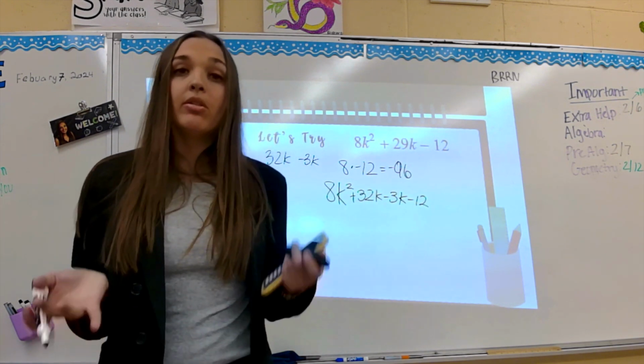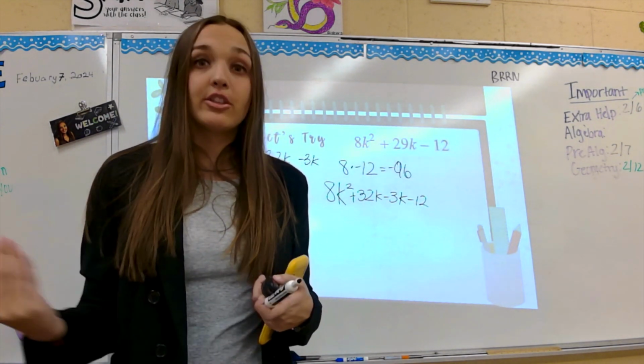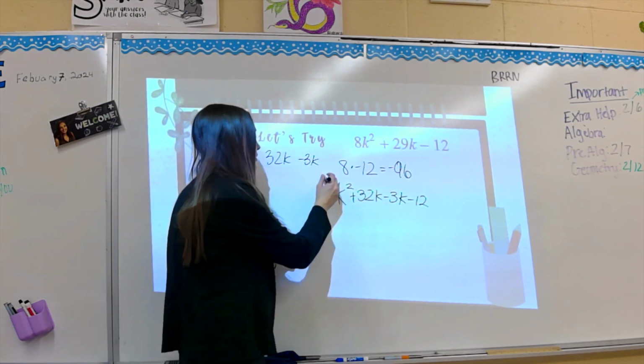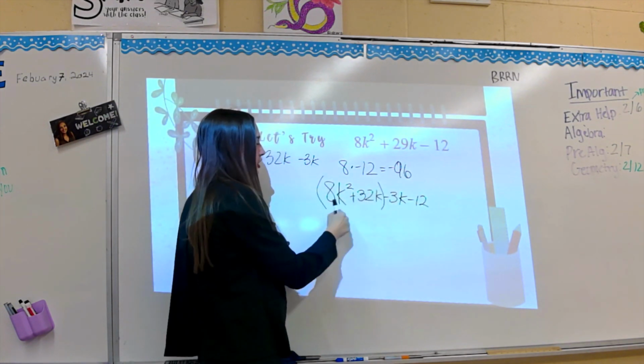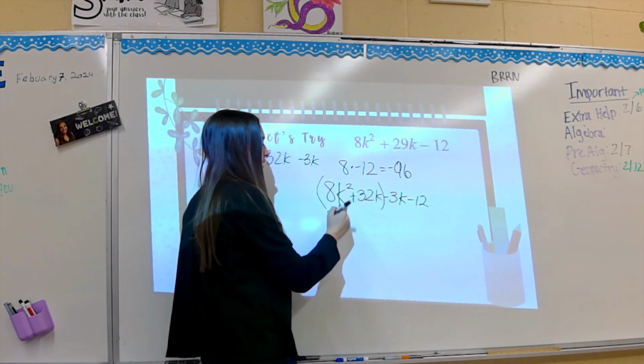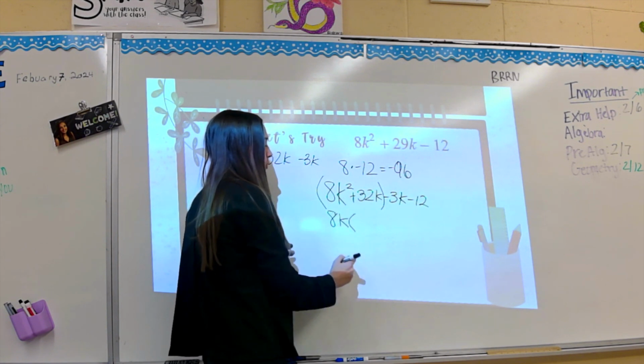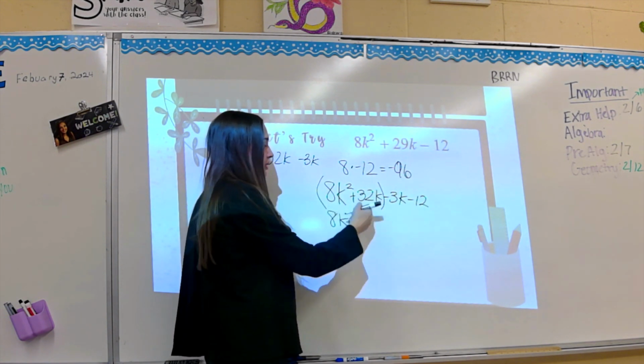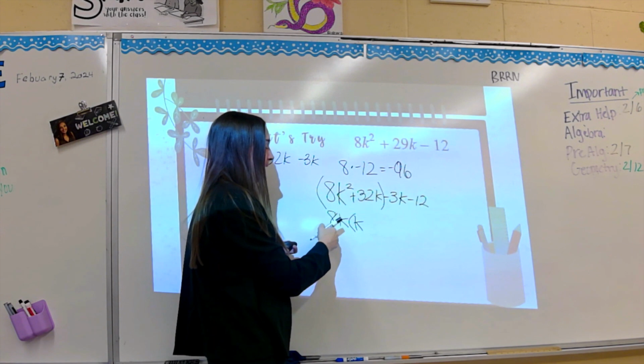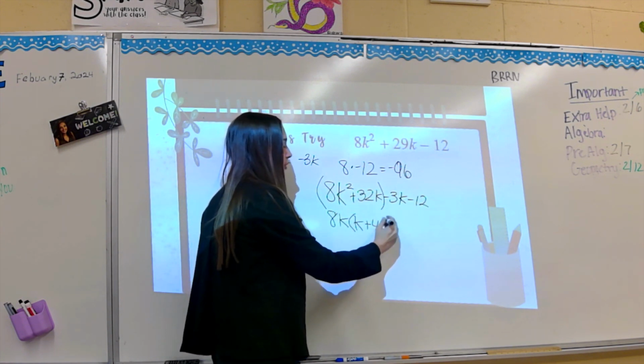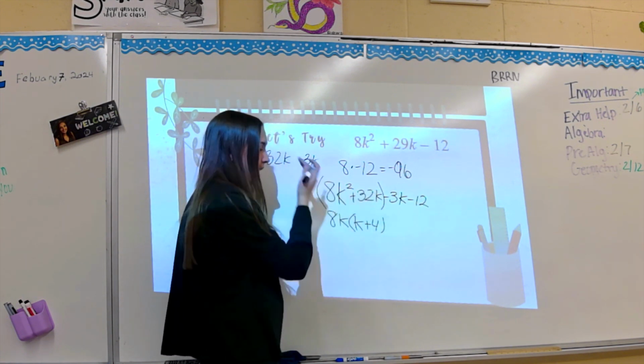Now our last step of this portion was to factor out a GCF. So I'm going to look at these first two. What can I take out of these two? My GCF is an 8 and a k. When I take that out, I'm left with a k. 32 divided by 8 gives me 4, so plus 4, because the k's will cancel out with each other.